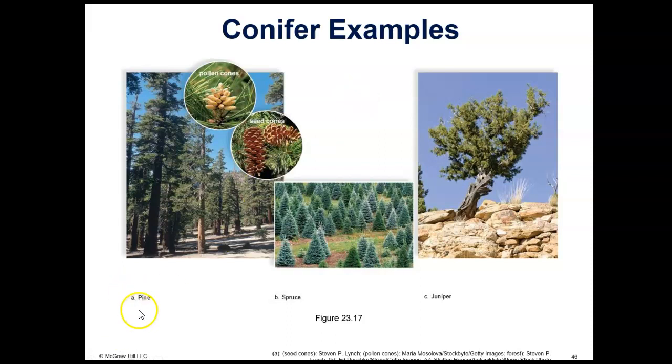Here are some examples of conifers. The pine tree, of course. The North Carolina state tree is the loblolly pine. It's not the dogwood. The dogwood is the state flower. A lot of people get that mixed up. This is a spruce pine, which is often used as a Christmas tree. And then we have the juniper.